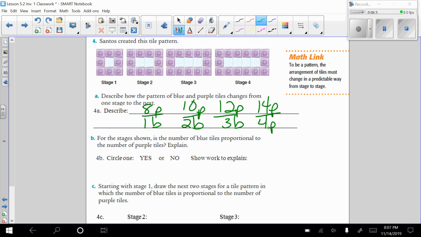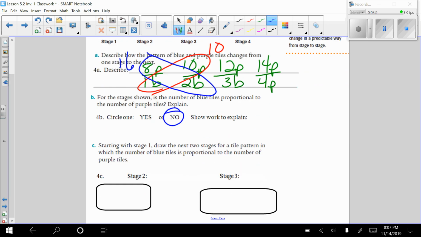From the stages shown though, is the number of blue tiles proportional to the number of purple tiles? If we wanted to check, pick 2 of them and cross multiply. Well, 1 times 10 gives me 10. And 8 times 2 gives me 16. So your answer would be no. They are not proportional. They do not equal.